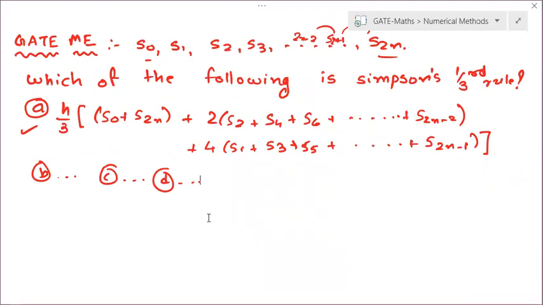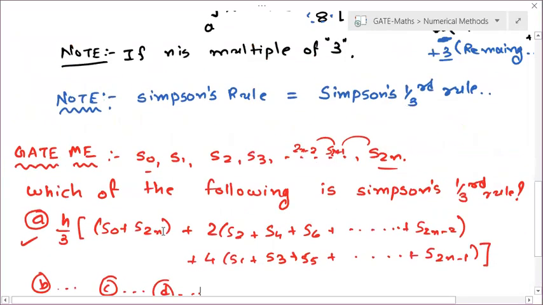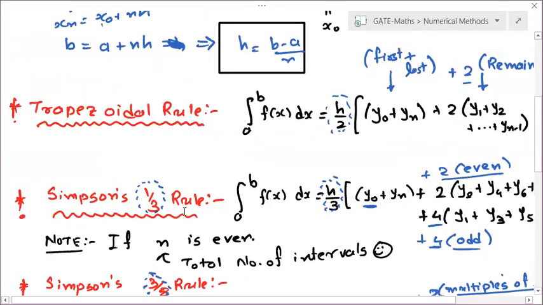Okay. Now let us see. So one question was asked in GATE 2015. It is based on the proof of trapezoidal, Simpson's 1/3 and Simpson's 3/8 rule. Right. So let us see its proof first.